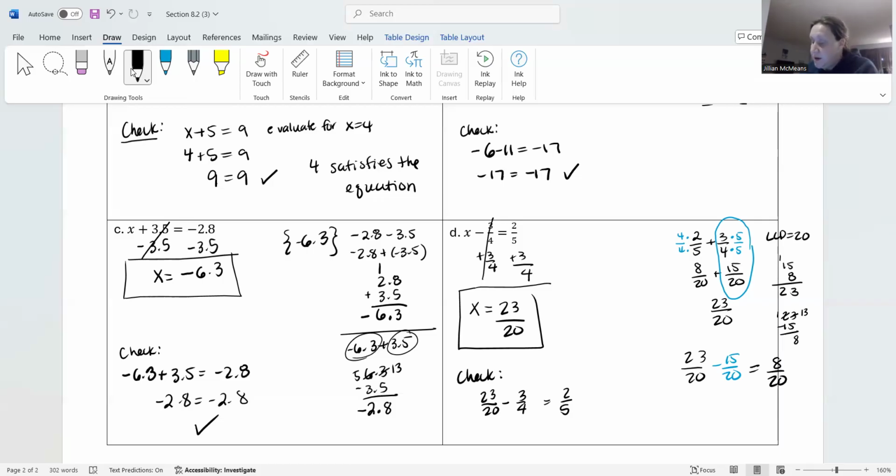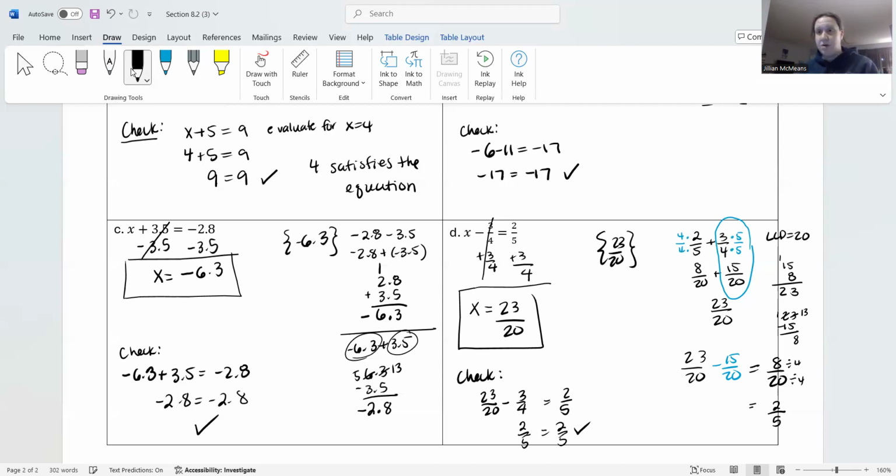So let's see, 8 and 20 are both divisible by 4. So 8 divided by 4 is 2, 20 divided by 4 is 5, and we get 2/5. So it took a little work because fractions, but there we have it. We can say with confidence our solution is 23/20.